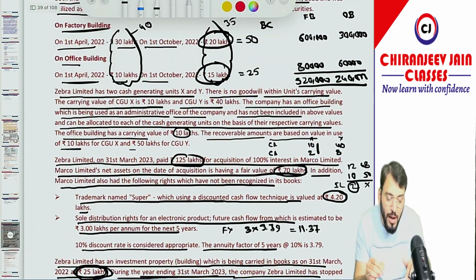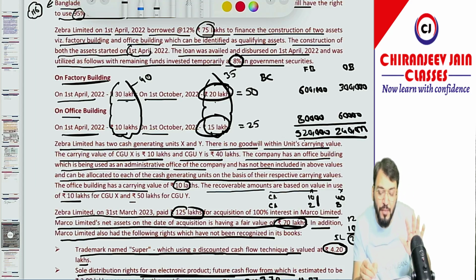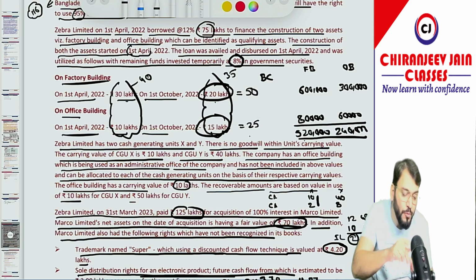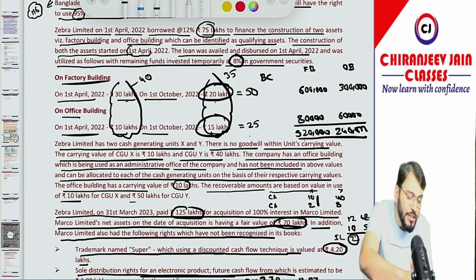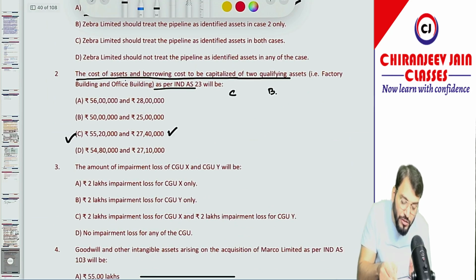You can see the total is what? So 30 plus 20 plus 5,20,000, so it becomes 55,20,000, and this is 35 lakh. This is 25 lakh plus 2,40,000. So 25 plus 2.5, it becomes 27,40,000. So 27,40,000. This answer is correct.